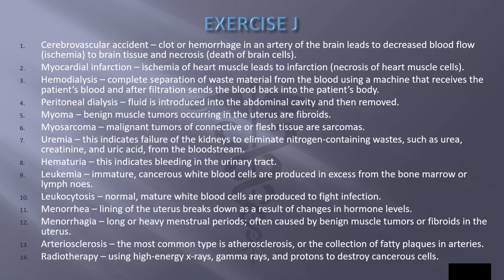Exercise J. Supply the correct medical term for the following. Number 1. A stroke is a cerebrovascular accident. Clot or hemorrhage in an artery of the brain leads to decreased blood flow, known as ischemia, to brain tissue and necrosis, or death of brain cells. Number 2, a heart attack is a myocardial infarction. Ischemia of heart muscle leads to infarction or necrosis of heart muscle cells.